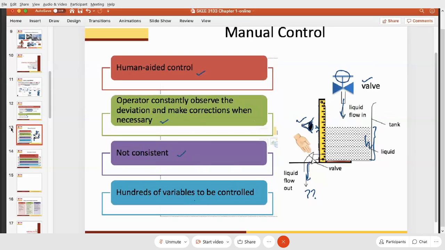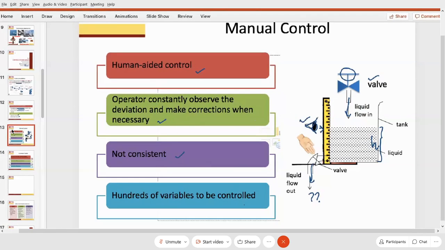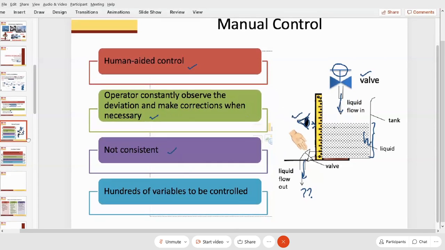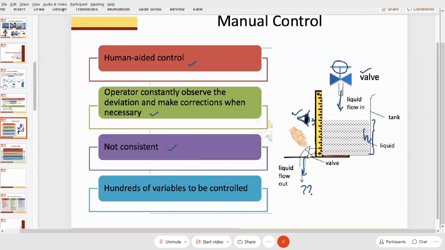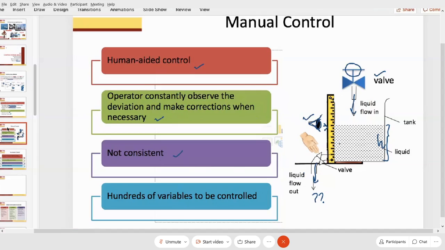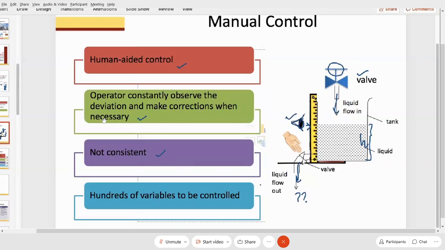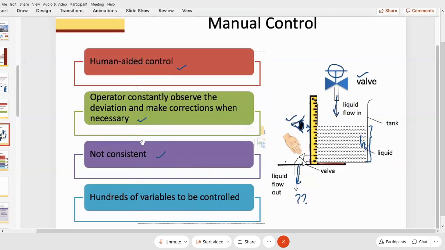So if 100 variables are to be controlled, how to control? You need more operators to handle the system, to operate the system to be at the set point. That is the problem of manual control. So that is manual control.